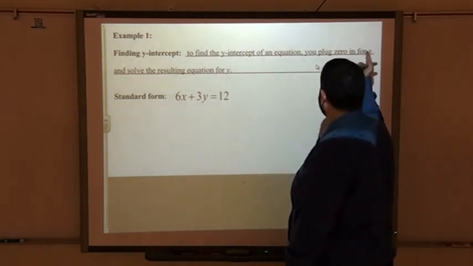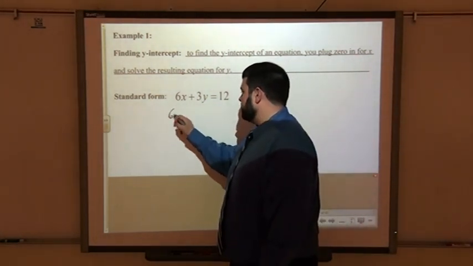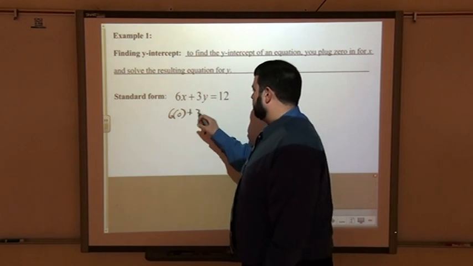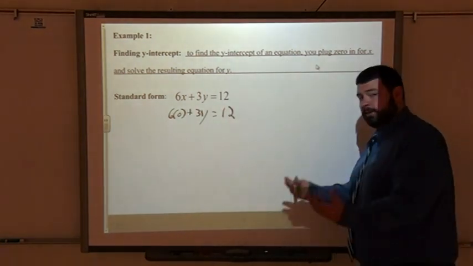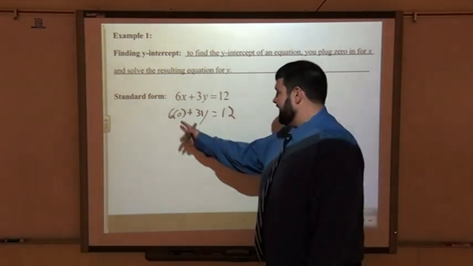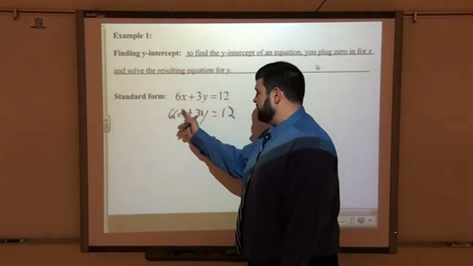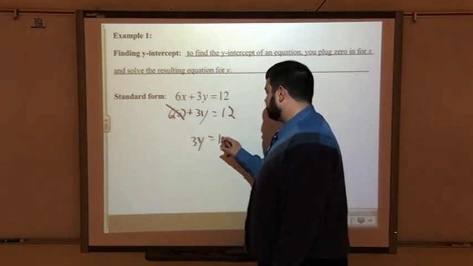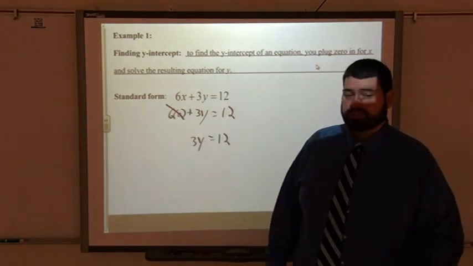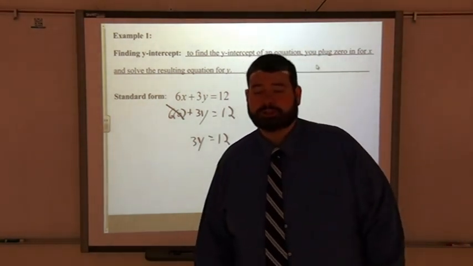So our first step, we said, is plug 0 in for x. So 6 times 0 plus 3y equals 12. That's the very first step. Now the beauty part about plugging 0 in for x is anything times 0 is just going to be 0. So that goes away, and I'm left with 3y equals 12. First secret phrase, Eddie Mush.